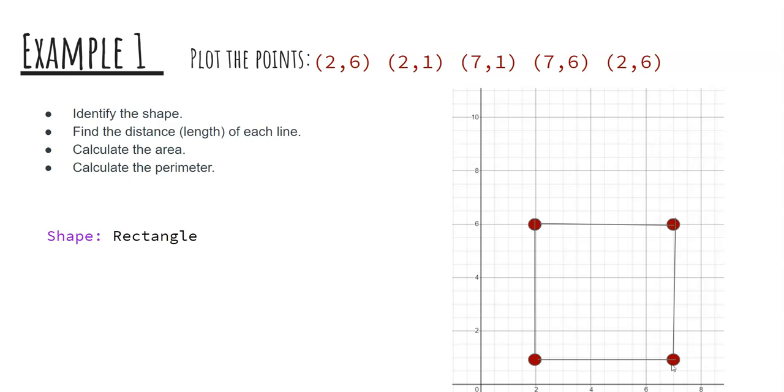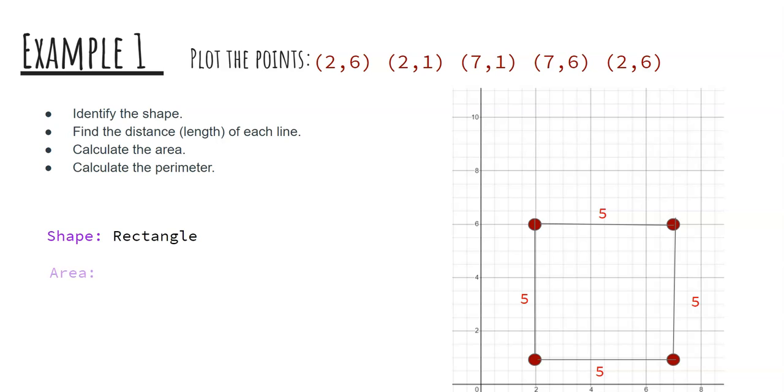Now I need to find the height. So I know this is a 1 right here, right? This is a distance of 1. And all the way up here is 6. So the distance between 1 and 6 right here would have to be 5. So if we label all the sides right there, then we're going to be able to find the calculations for the area and the perimeter.